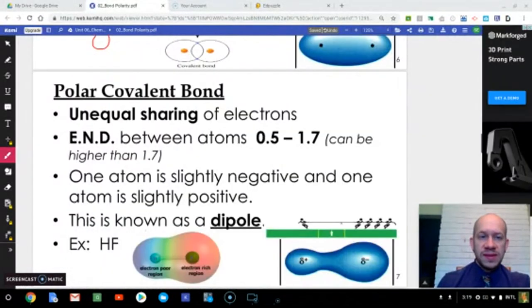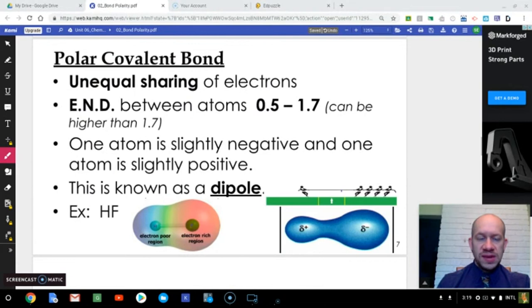Polar covalent bonds have an unequal sharing of electrons. Their END is between 0.5 and 1.7. We can have higher than 1.7, so it's not an exact number, it's just an area. One atom is slightly negative and one atom is slightly positive. So this is what we call a dipole. It has two poles, a positive and a negative.